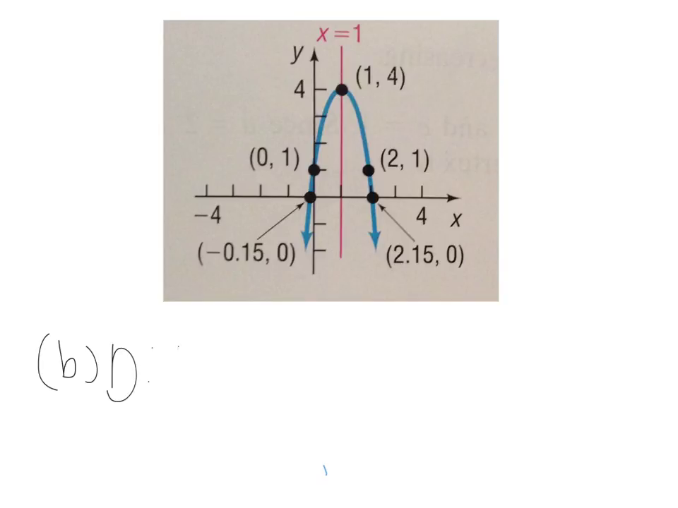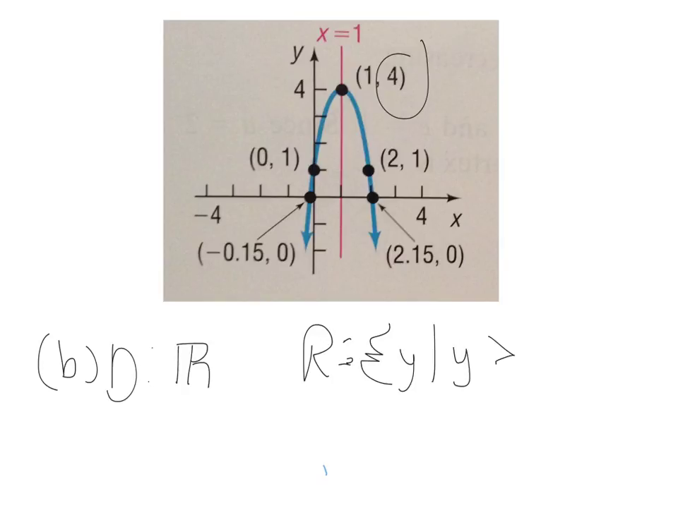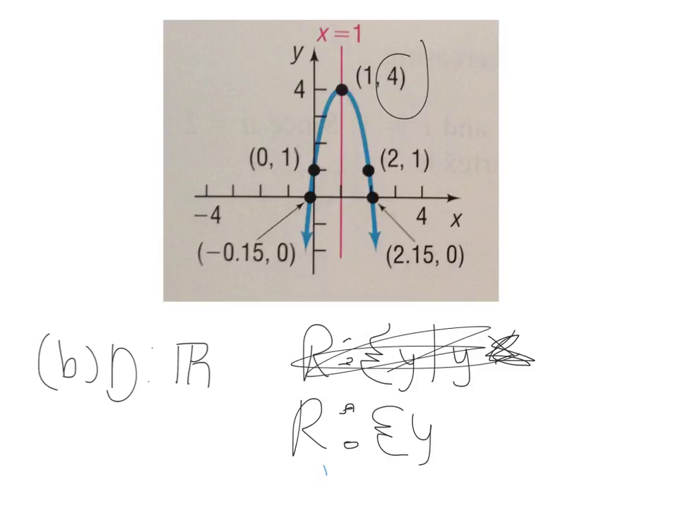The domain for any quadratic is just all real numbers, and the range, since it faces downward, the y values never get any greater than that. So it'd be the set of all y values such that y wouldn't be greater than, it'd be less than, since it's facing downward. Let me rewrite that, because for a reason it wasn't letting me erase. It's equal to the set of all y values such that y is less than or equal to 4.